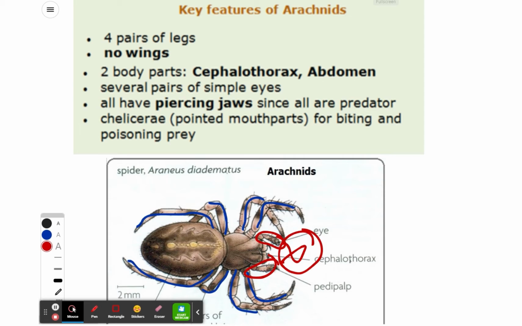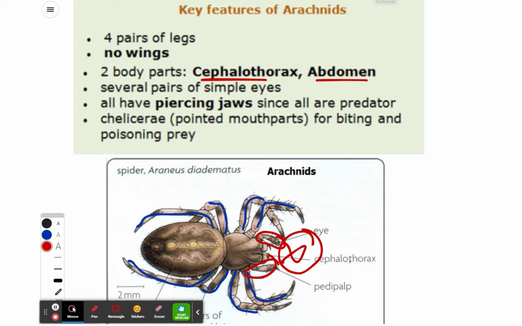Then we have 2 body parts, cephalothorax and abdomen. This means their head and their thorax area are joined together. Remember, cephalothorax means head and thorax area are joined. Please don't get confused. Miss Binte never told us this question. It's in IGCSE. I already told you that cephalothorax means head and thorax area are joined together.